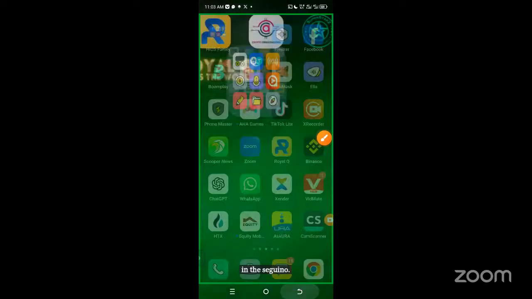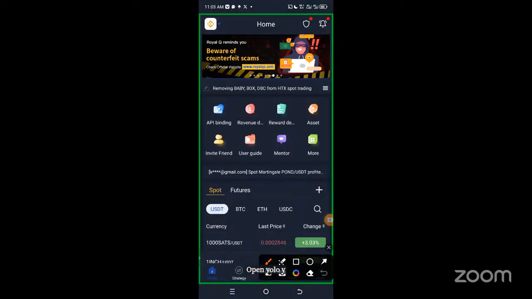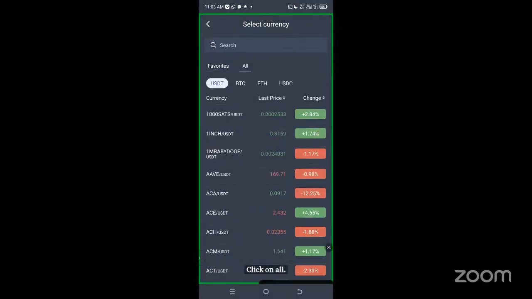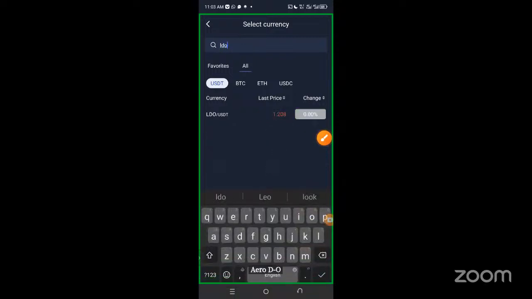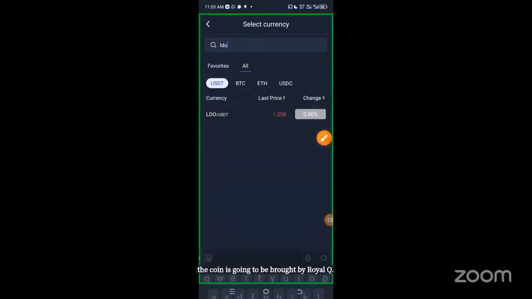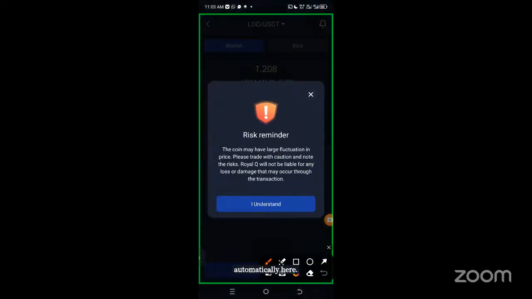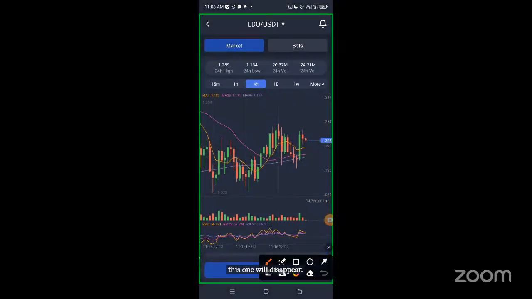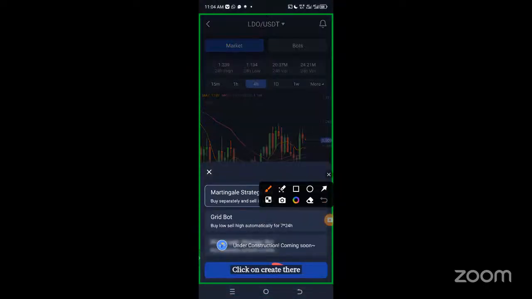Open your RoyalQ. Come to the search bar here and click on it. Then you click on all. Search for the coin LDO. The coin is going to be brought by RoyalQ automatically here. Click on the coin. Then click on I understand. This one will disappear. Come and click on create. Click on create there.